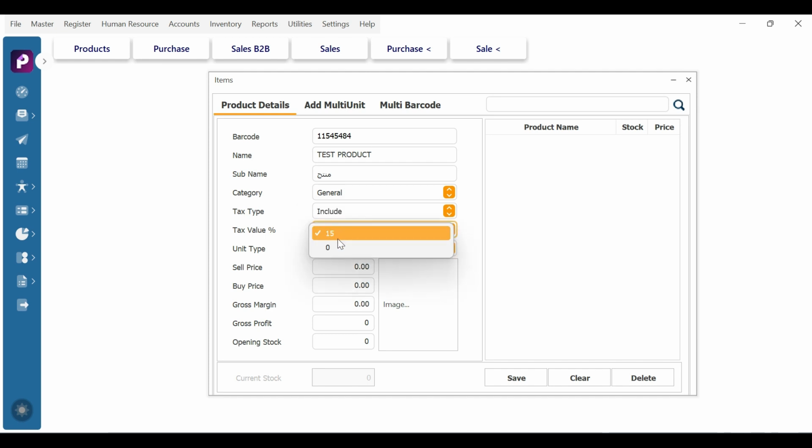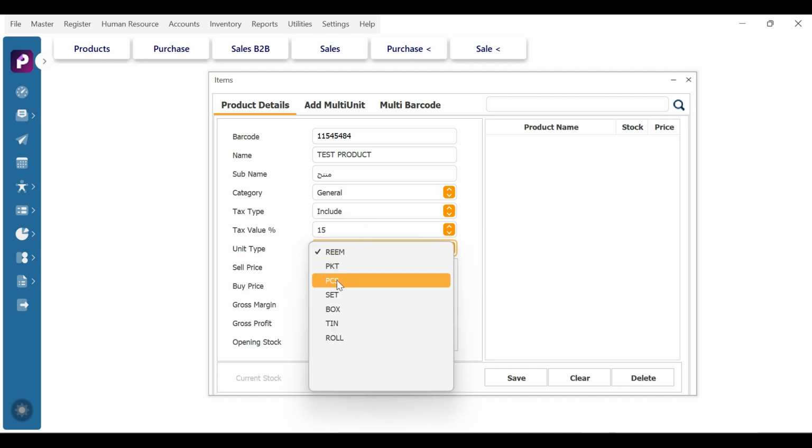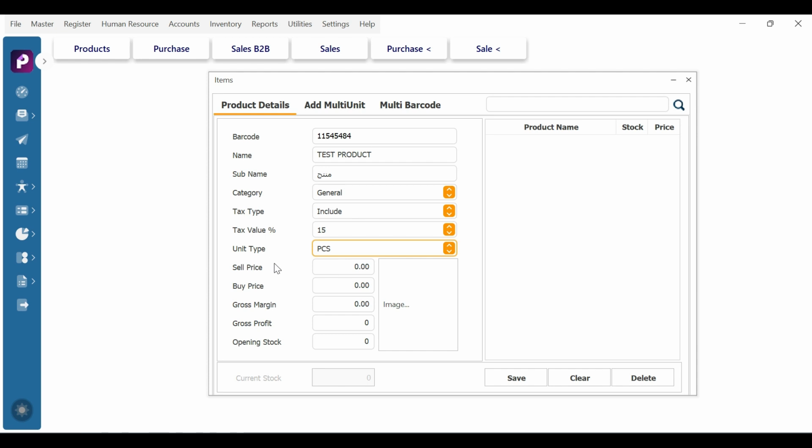Then select tax value, unit type. Enter sell price. If you leave the sell price as 0, then it will always ask for the price during sales. Buy price is optional. Finally, save.